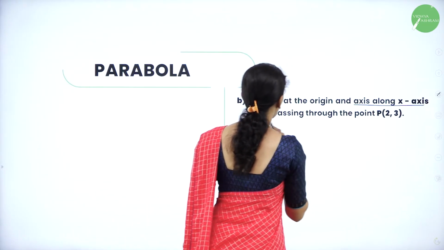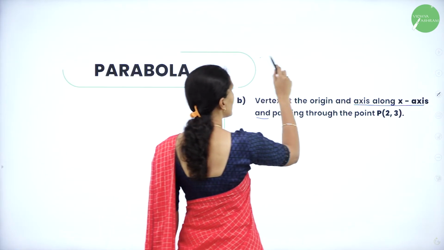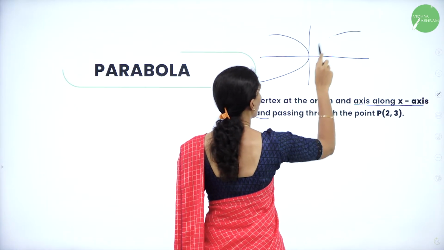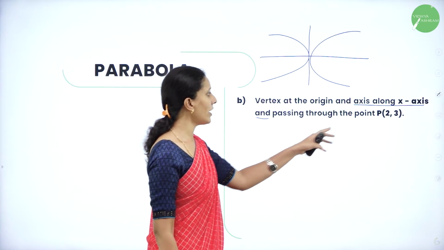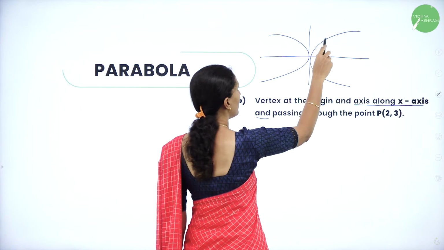Here, axis along x-axis means we have two choices. So, if this is the axis, it might be a left or a right-handed parabola. But the parabola is passing through the point (2, 3). Where does the point (2, 3) lie? Somewhere in the first quadrant.